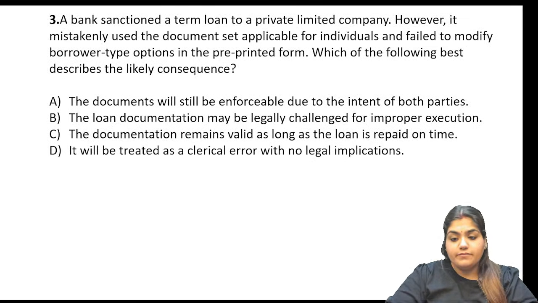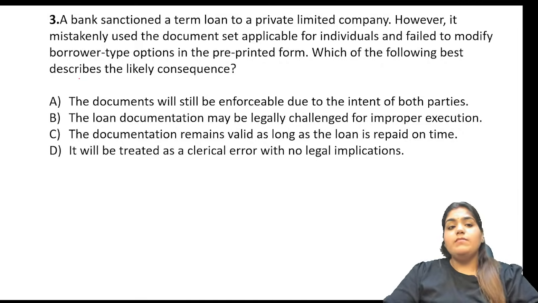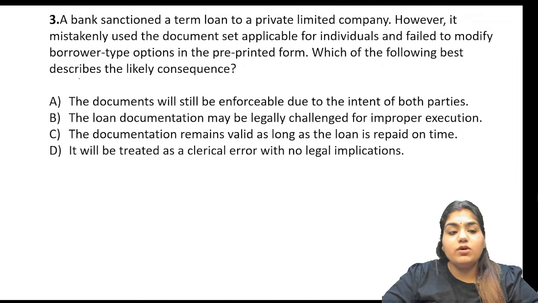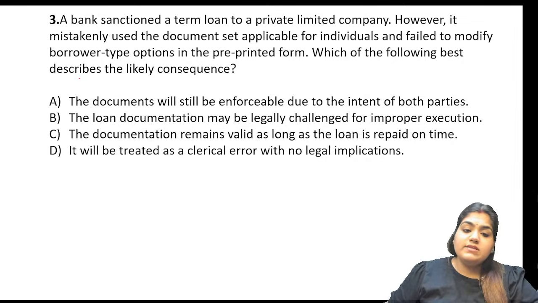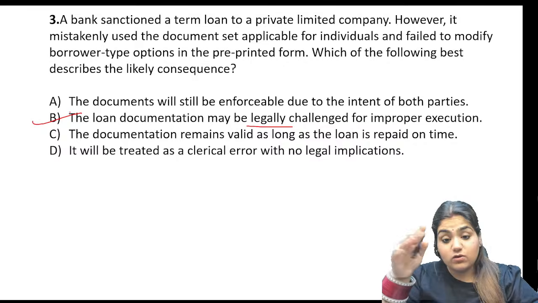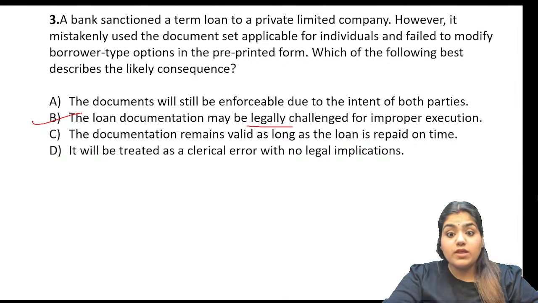Question number 3. A bank sanctioned a term loan to a private limited company. However, it mistakenly used the document set applicable for individuals and failed to modify the borrower type options in the pre-printed form. Which of the following is the likely consequence? The loan documents may be legally challenged for improper execution, because we need to cancel out the extra part ourselves. There is no proper documentation, so they can be challenged.